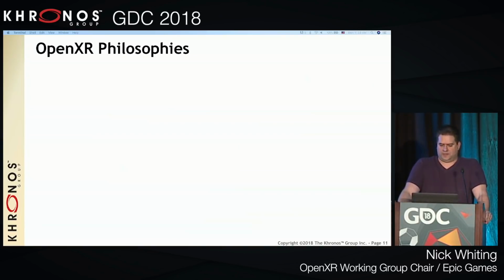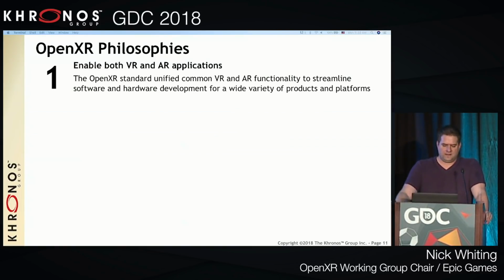And to help us with these goals, we decided on 4 philosophies as a working group that help guide what we decide to work on, and how we frame those APIs when we work on them. The first one is that we really wanted to enable both VR and AR applications.